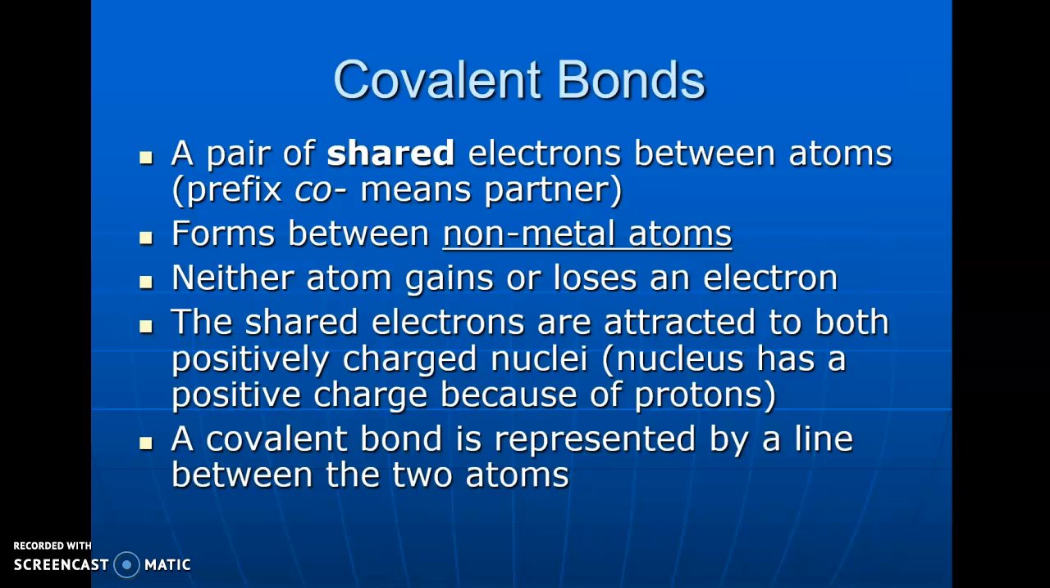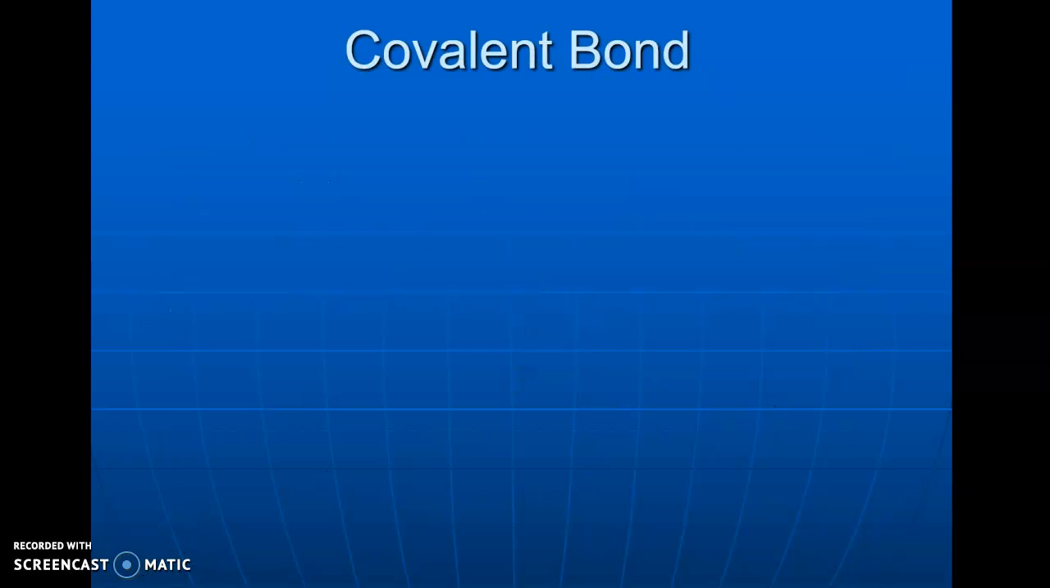When you represent this, the simplest way, instead of using a drawing, is to just show it with a line between the two letters. So for example, when two iodine atoms share a pair of valence electrons, giving each one the 8 valence electrons they're looking for, we can write it as I with a dash or a line, and then another I. Every one of those little dashes or lines represents a pair of shared electrons, or a covalent bond.